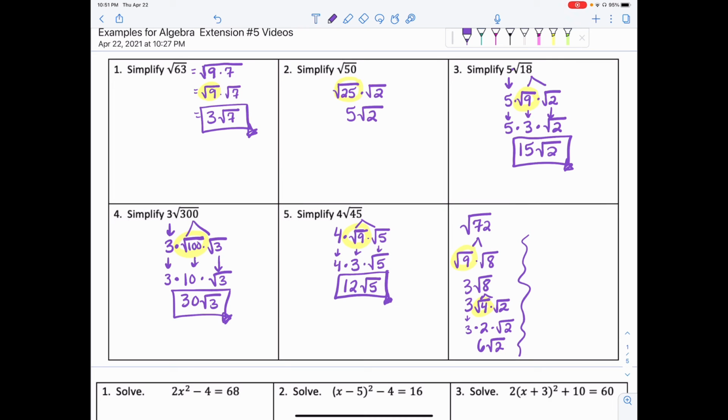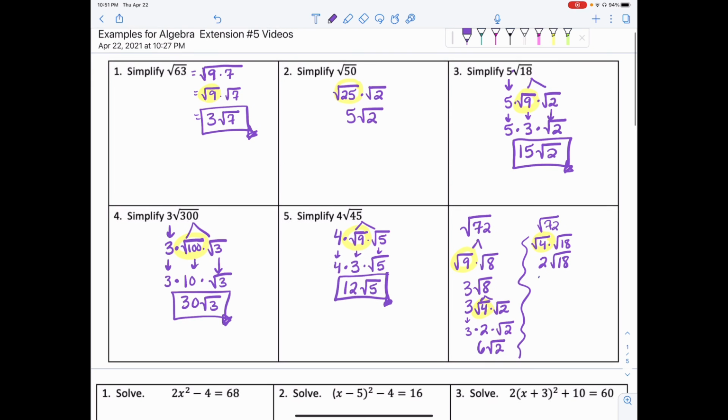Someone else might have said, oh, the square root of 72, I know a 4 goes into the square root of 72, so maybe someone else broke that into the square root of 4 times the square root of 18. We could simplify the square root of 4. We would get 2 times the square root of 18, but we wouldn't be finished because inside 18 there is a perfect square factor hiding out, so we could keep going.